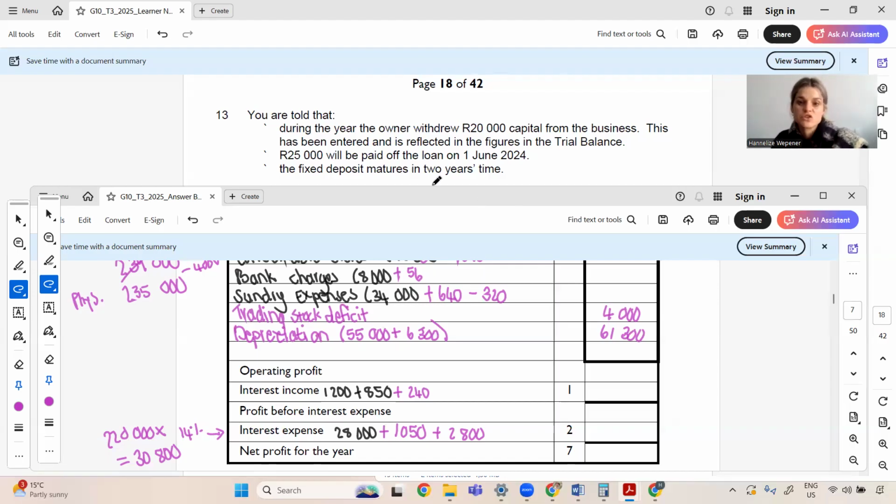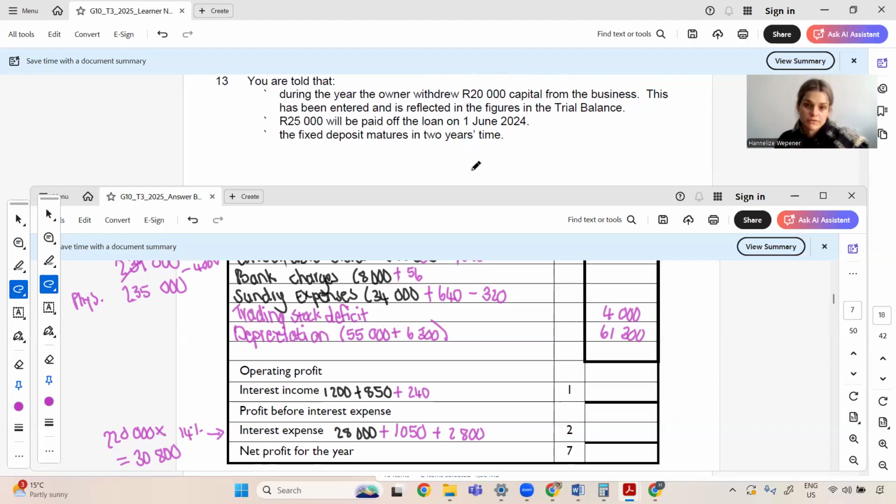And then the fixed deposit matures within 2 years' time. So same thing with your fixed deposit. If it were to mature within the next 12 months, then it will no longer be fixed. It will form part of your cash and cash equivalents.